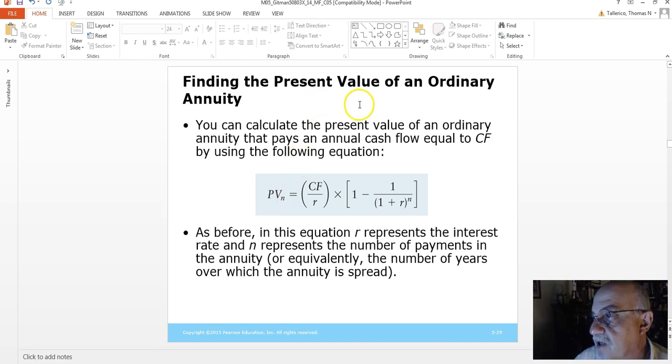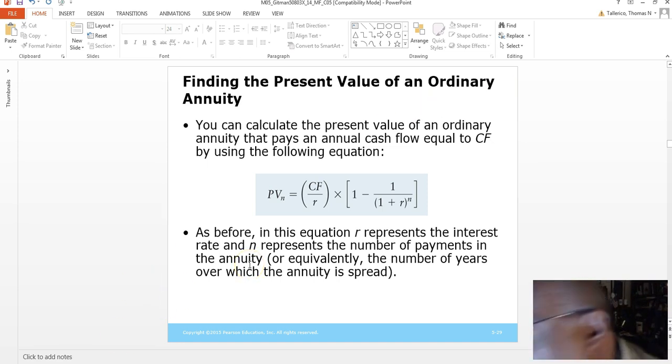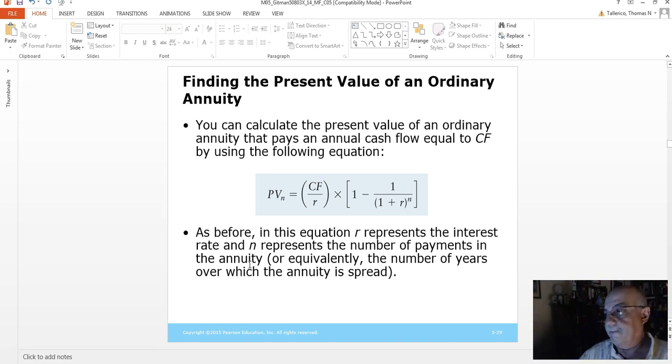So this is the present value, and it's an ordinary annuity. Remember we talked about that, right? At the end of each period, okay? So everyone should be clear about that. Any questions, just let me know.